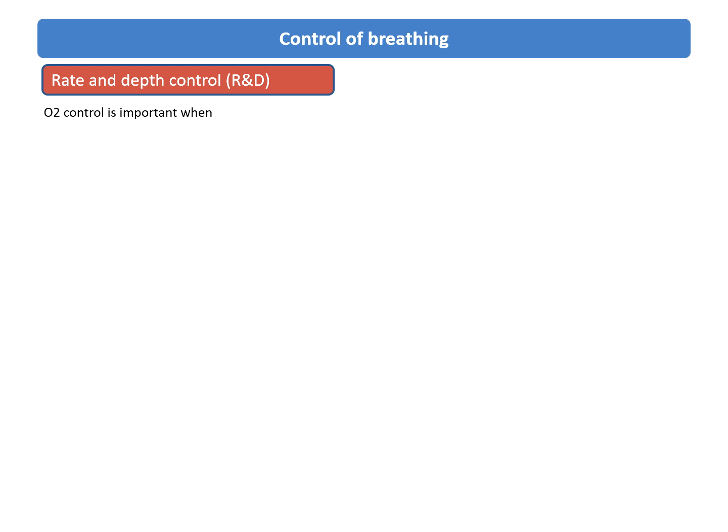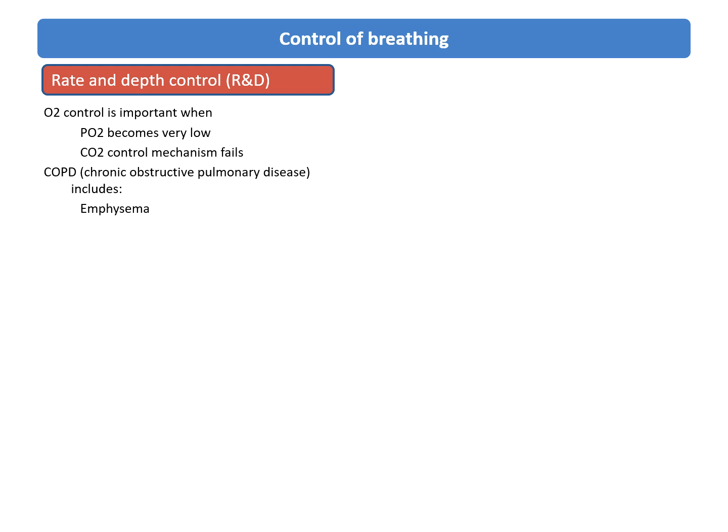Oxygen control becomes important when PO2 levels are very low or carbon dioxide control mechanism fails. There's a condition, a disease called COPD, which stands for chronic obstructive pulmonary disease. It includes such conditions as emphysema, asthma, chronic bronchitis. It restricts the movement of air into the lungs, hence the name obstructive.